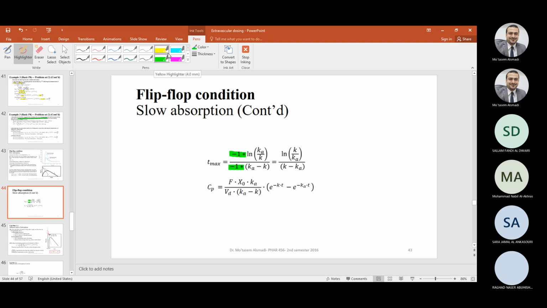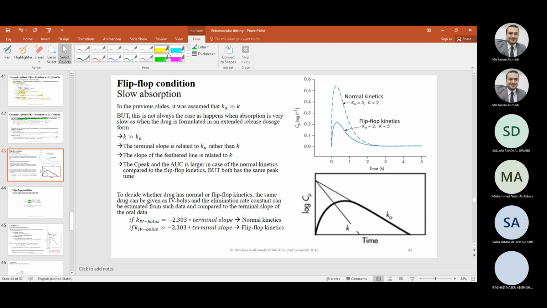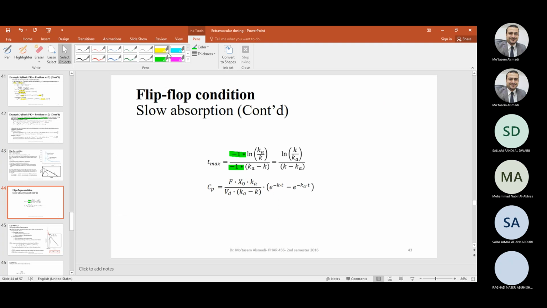You take the -1 inside the natural log, which takes the reciprocal. So this will be equal to natural log of K divided by Ka, and the denominator becomes K minus Ka. This applies to our example, because we have exactly the opposite values of K and Ka. It doesn't make a difference whether Ka is equal to 5 and K equal to 2 or the opposite. In both cases, you will get the same value of Tmax. We have the same Tmax, and we have shown this mathematically.